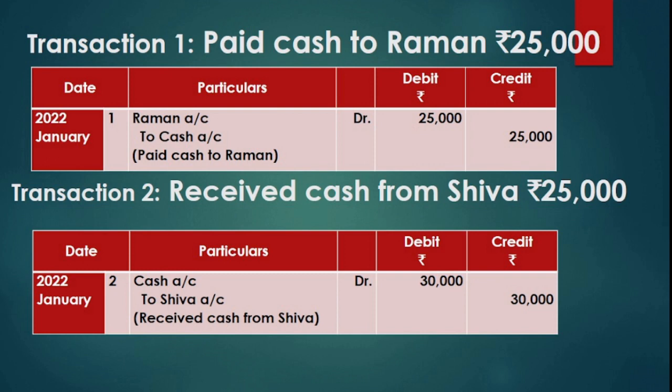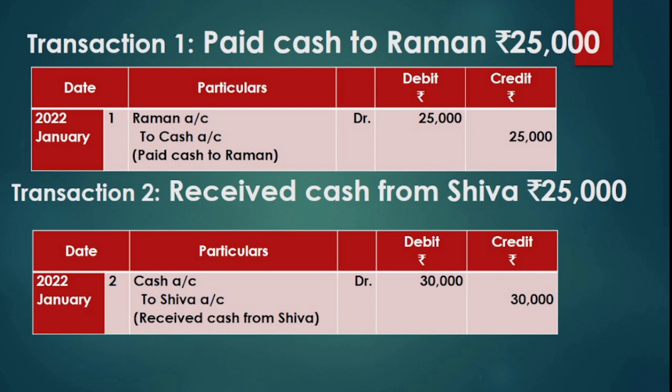Transaction 2, we have received cash from Shiva rupees 25,000. Here the 2 accounts are coming. One is cash account, another one is Shiva account. The cash account is asset account, and the Shiva account is personal account. Here according to the rules of real account, debit what comes in. Here we receive cash, so cash comes in, so we have debited a cash account.